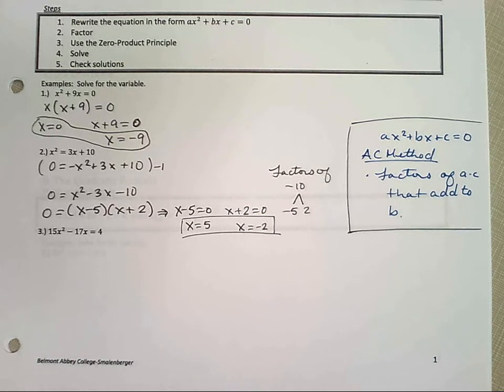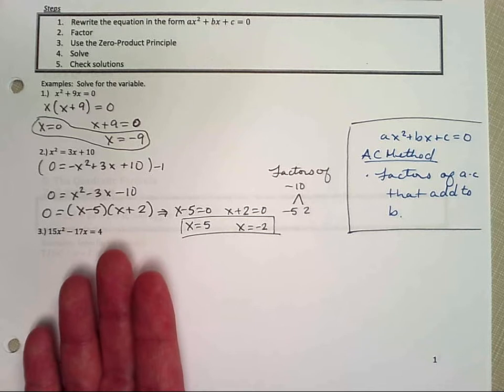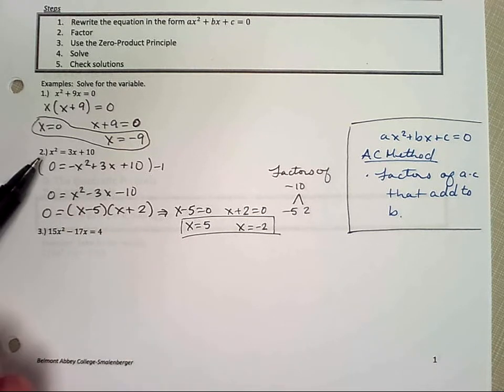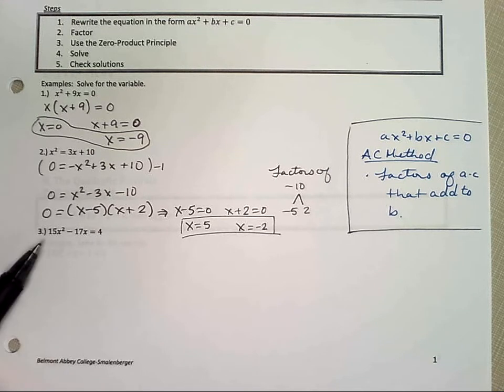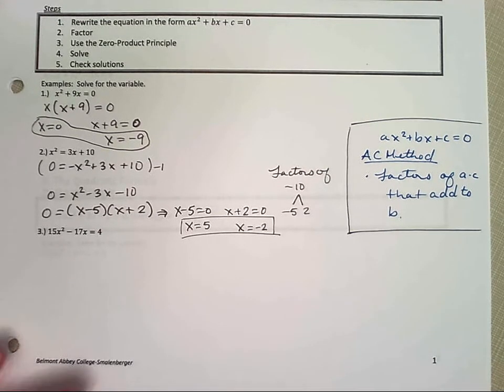Do you guys feel okay about factoring? Should we do another example like this one? This is an example where my a is 1, which is a lot easier. Here's an example where my a is not 1, so it makes it a little more complicated, but it's the same method. But we could do another example where a is 1 if you guys want to. No, we're good? Okay.